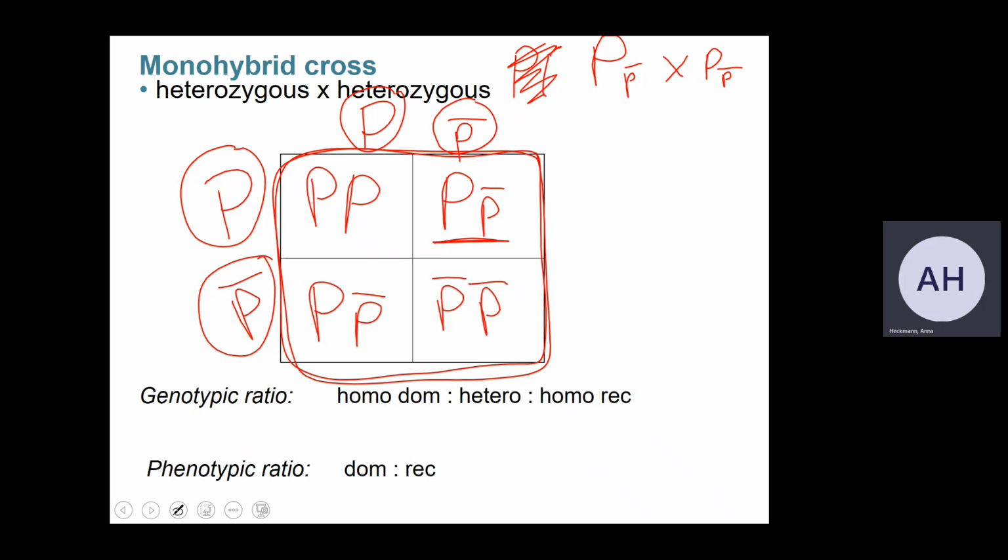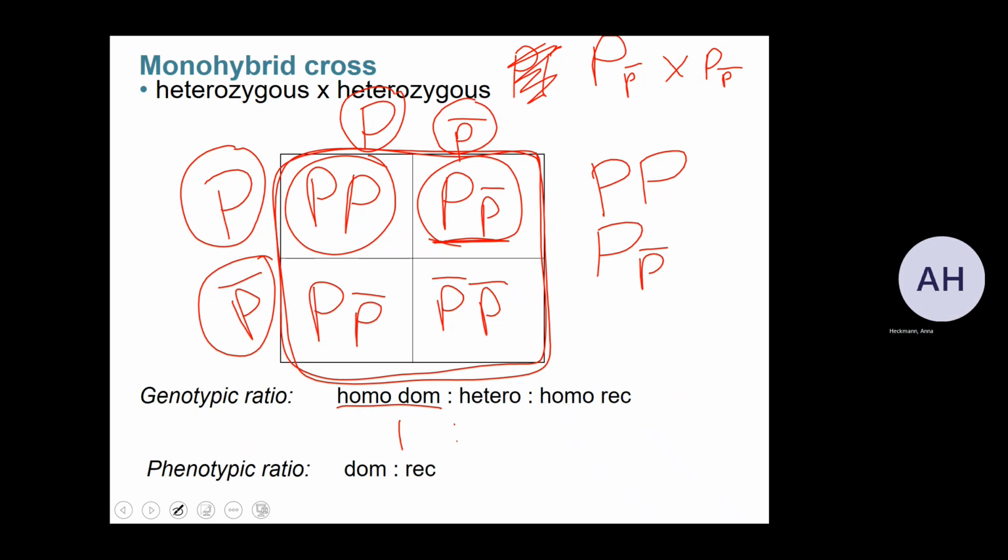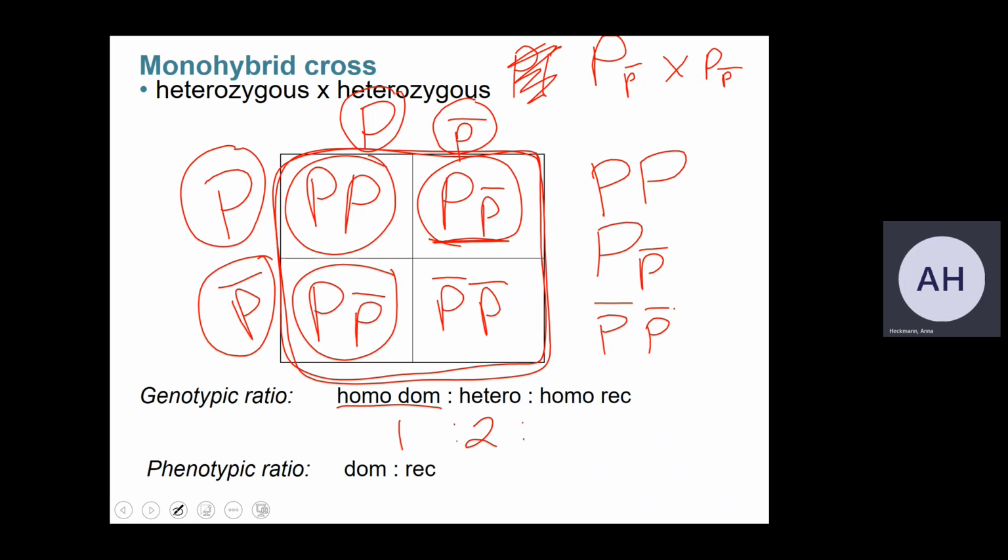Let's find their genotypic ratio. How many have the homozygous dominant genotype? Homozygous dominant is capital B, capital P, and that is 1. This one here is homozygous dominant. So our first number is 1. How many are heterozygous? That's capital P, lowercase p. Well, we have 2 that are heterozygous. So our second number is 2, then a colon. And homozygous recessive is lowercase p, and we have 1 of those. So our genotypic ratio for this cross is 1 to 2 to 1.